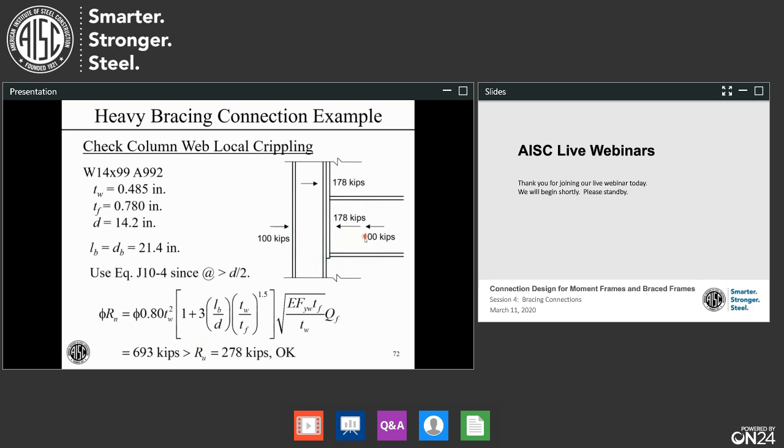Column web local crippling. Here we have, again, the required forces, these two added together, 278. This is not near the top of the column, so we pick equation J10-4, and this is our equation. Our design strength is 693 kips, exceeds the required strength, so web local crippling is okay.